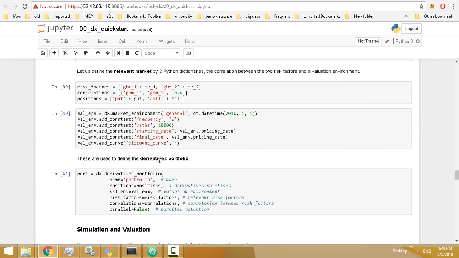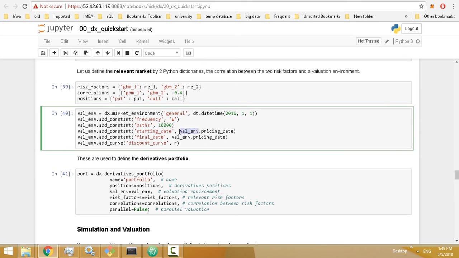Then we have the correlation of the risk factors. Then we have the position, and then we define the valuation environment, and we say that this is another market environment. This is general: frequency, weekly path, starting date, and we are getting it from val_env.pricing_date, and the final date.